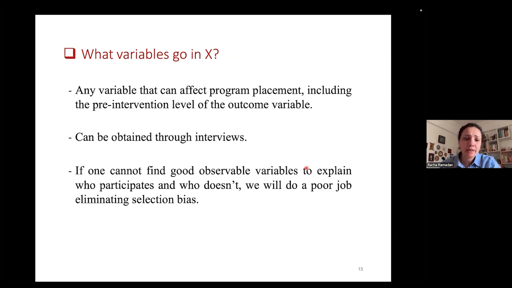And as we said, if you have good observable variables to explain who participates and who does not participate, then you are doing a good job and you can make a good match. But if not, you will be doing a poor job in eliminating the selection bias. Keep in mind that the main idea is that we have a selection bias given that this implementation was not random, and we want to eliminate this to be able to measure the impact of the public policy, or this training policy, or this intervention program on the outcome. So this is how we usually select the variables in X.